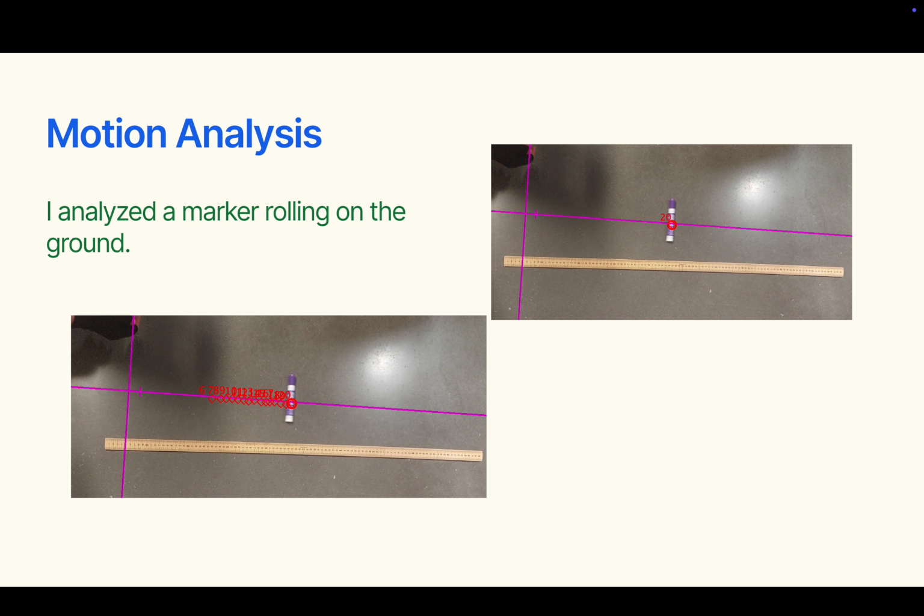So for motion analysis, I analyzed a marker rolling on the ground. So we used Tracker, and we rolled the marker and then set it up next to a meter stick so it would be able to figure out how long it was rolling and the distance. And then we analyzed it frame by frame to figure out how fast it was going.